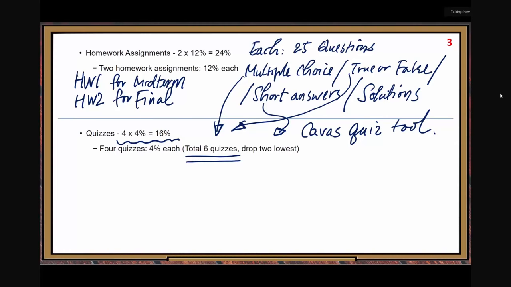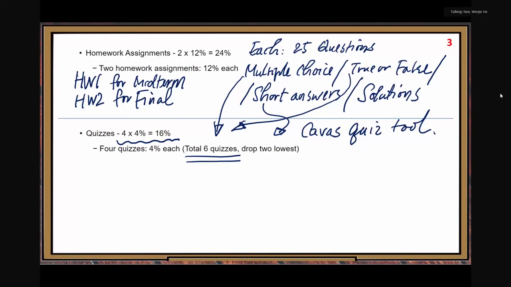So when I make the quiz questions, at the same time, I enter the answers. The quiz tool will use my correct answers to compare with your answers. After you submit it, you can see the score immediately. But you won't see which one is correct and which one is false, even after you're done with the quiz.